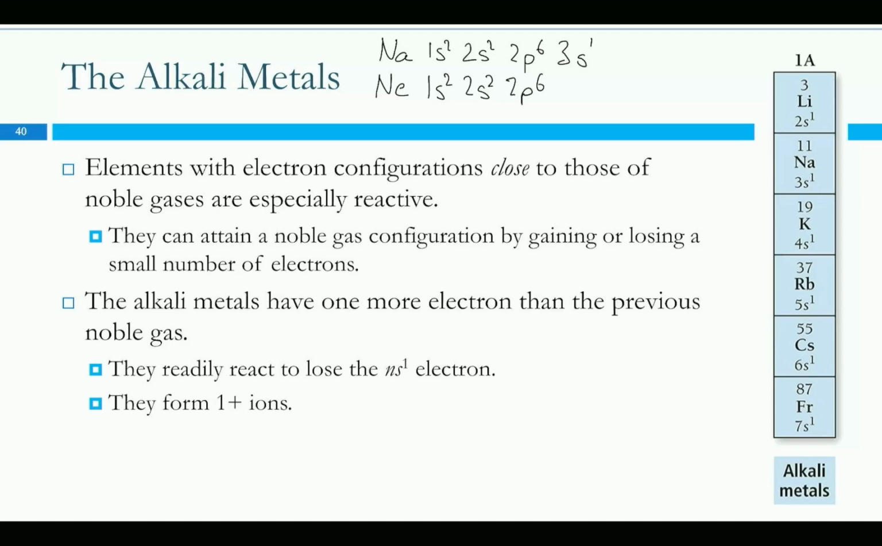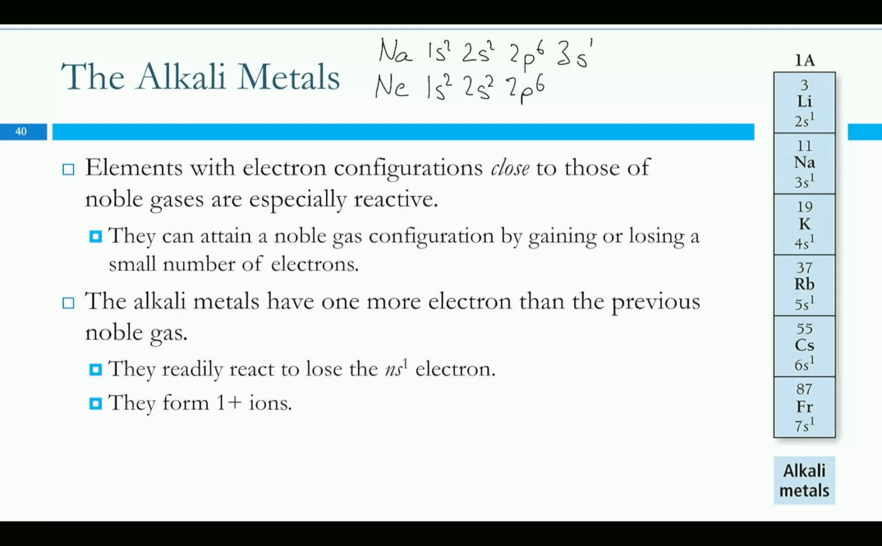So what happens is when you lose 1 electron, you get a 1 plus charge because now you have 1 more proton than electrons. So the reason that the alkali metals all form 1 plus charges is because they're only losing 1 electron to get to a noble gas electron configuration.